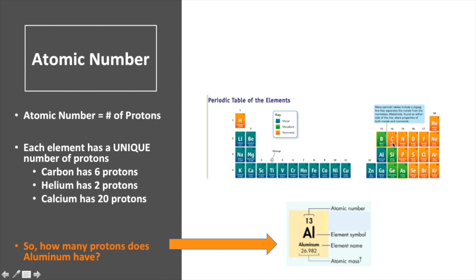So if we look at carbon, carbon has 6 protons. Each one of these elements has its own unique atomic number. So it has its unique number of protons. Carbon has 6. Helium has 2 protons, and its atomic number is 2. Calcium has 20 protons, and its atomic number is 20. So how many protons does aluminum have then? Yes, it has 13.